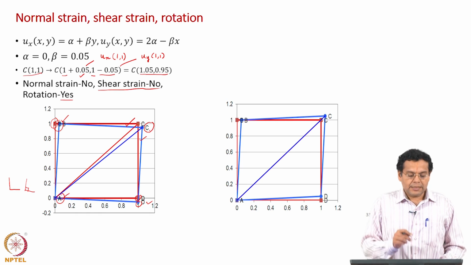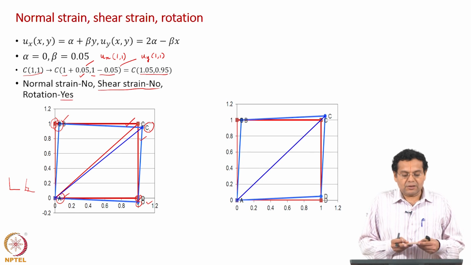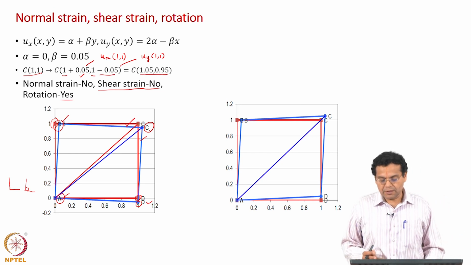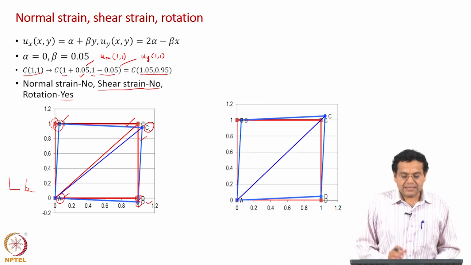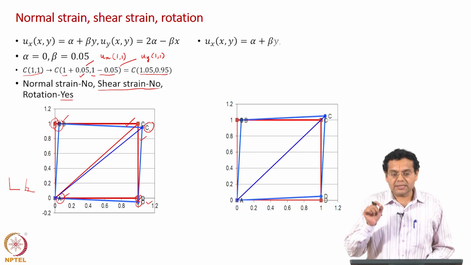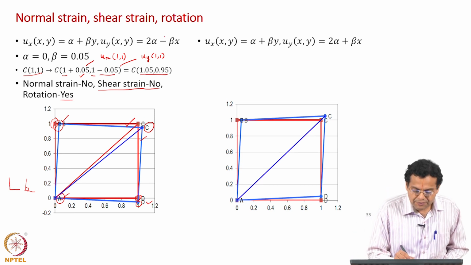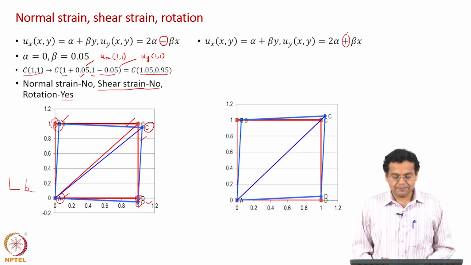So, to conclude, there is no change in length, so no normal strain, and there is no change in angle, still 90 degrees, no shear strain, but the plate has undergone rotation. Now, consider another case, the right hand side, a slightly different displacement field. Why is it slightly? You will understand. U x is given by the same expression, alpha plus beta y. U y, instead of minus beta x, I will change it to plus beta x. Now, let us see what is the implication of this.